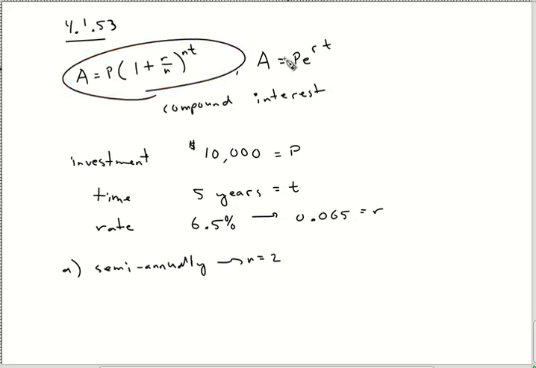This one here is for continuous, which I'll show you here in just a second. So they want to find the final amount, and you just plug it all in, and you get an answer. So 10,000 times 1 plus, my rate is 0.065 all over 2 to the 2 times 5. And I put this all into Desmos Scientific and get an answer.